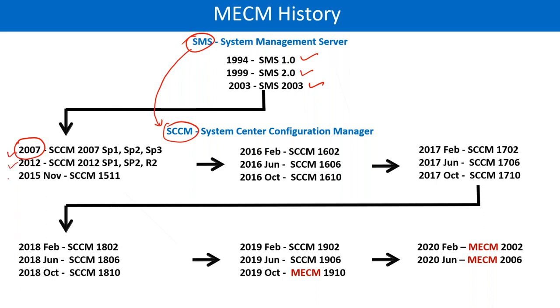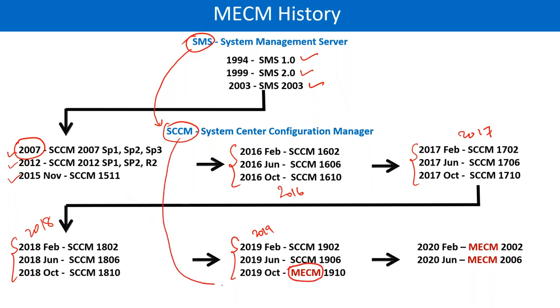So 2007, 2012, 2015. Three versions were released in the year 2016, three versions in 2017, three versions in 2018, and three versions in 2019. From 1910 October, they changed the name of this product. Previously it was SCCM, now it is called MECM, Microsoft Endpoint Configuration Manager. Last year they released 2002, 2006, and the latest and greatest version is 2010.